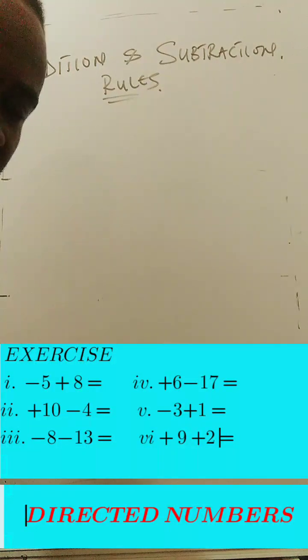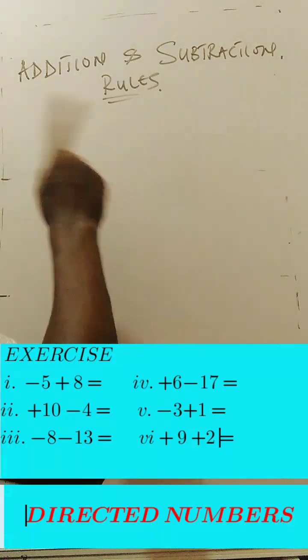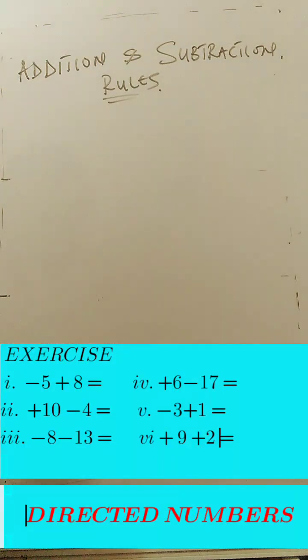So now let us look at how we can apply the addition and subtraction rules when it comes to directed numbers, when it comes to signs of addition and subtraction. Now, there's always a tendency of students confusing the multiplication law, which we did earlier, with the addition and subtraction law. Now, let me tell you how you can identify this addition and subtraction law. It's very easy to identify.